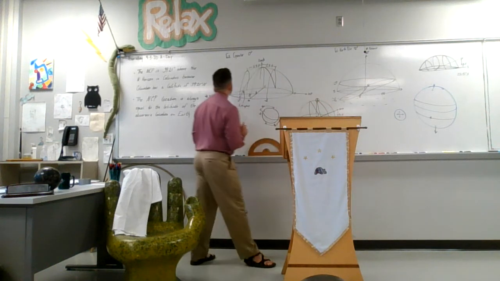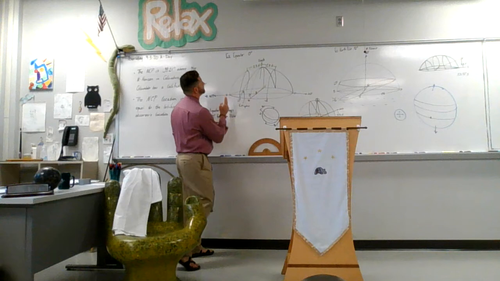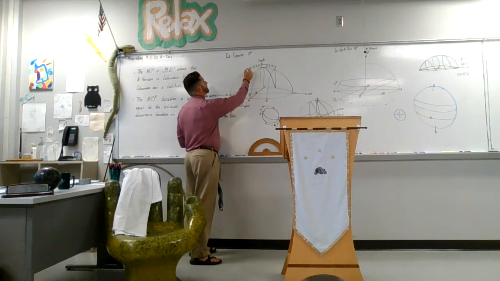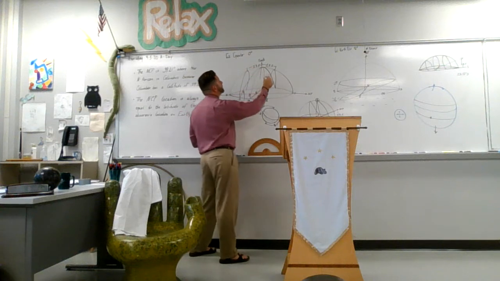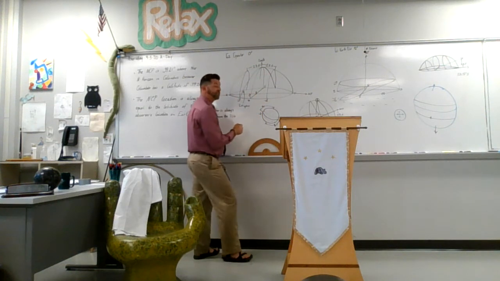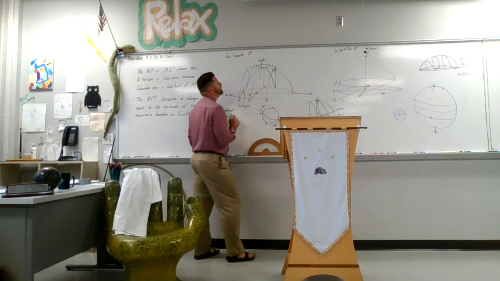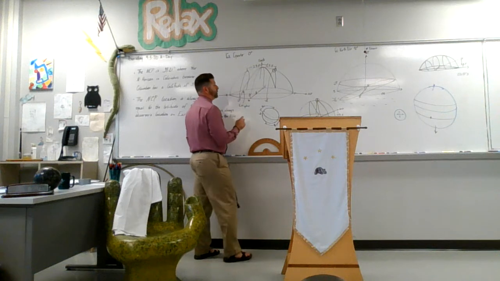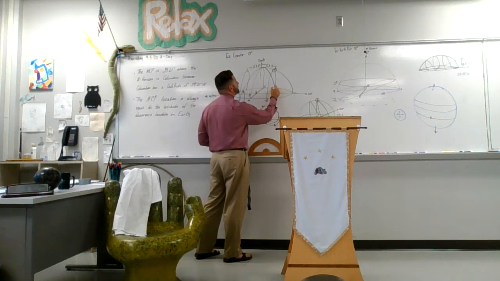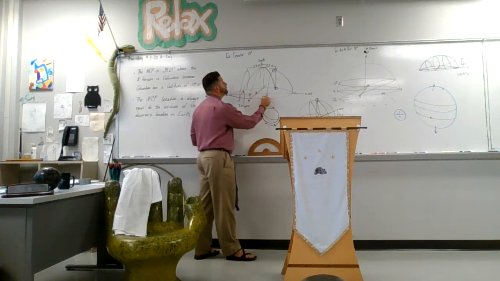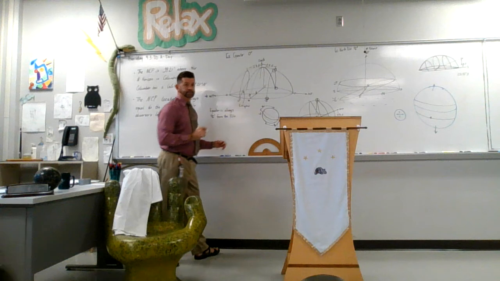Remember, let's just use this one for the equator. Noon is where the sun crosses the meridian. So if it's noon on the winter solstice in the northern hemisphere, the sun is here. If it's sunrise on winter solstice, the sun is here. And if it's sunset, it will be here on the western horizon.